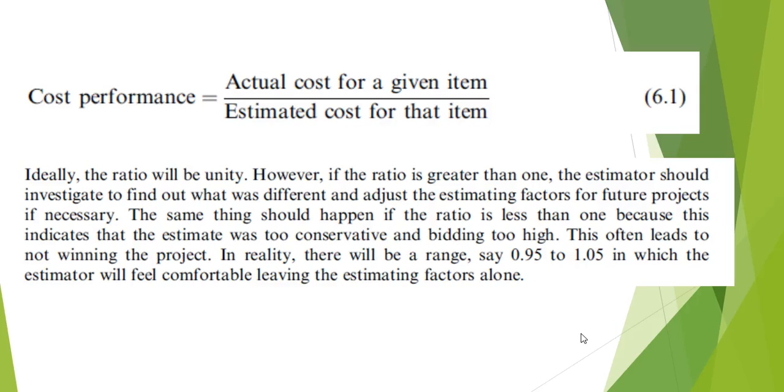If the ratio is less than 1, it means that the estimate was too conservative and you bid too high. And if you bid too high, you don't win a project. So you can't have a ratio too much less than 1. Again, what are you going to do if it's less than 1? You'll go back to your distributions and adjust them so that they change your final estimated numbers and try to bring them back closer to 1.